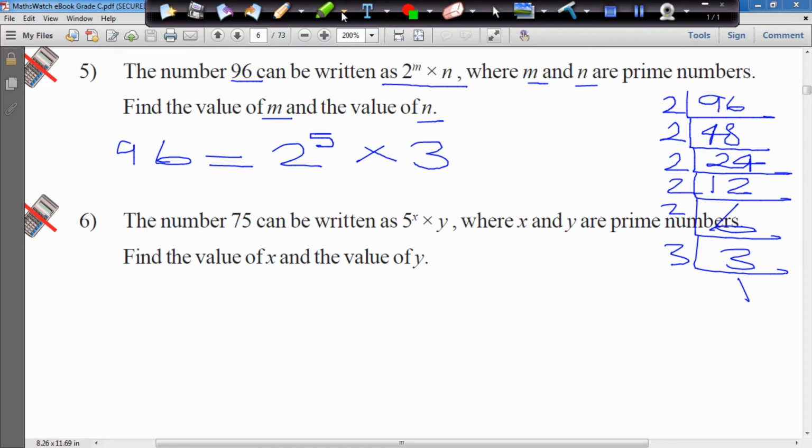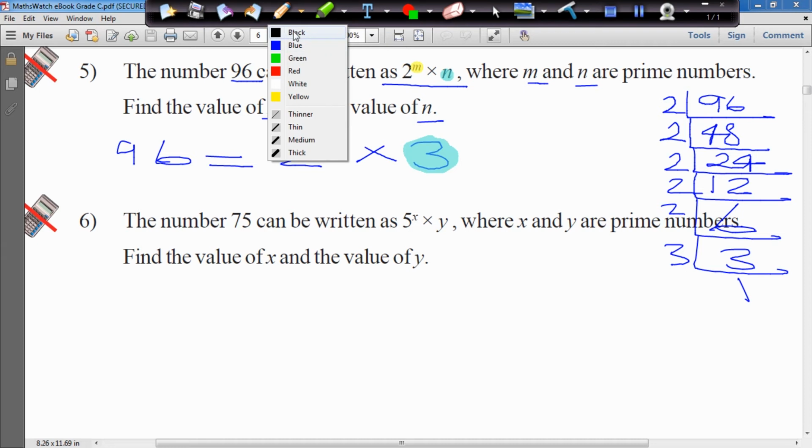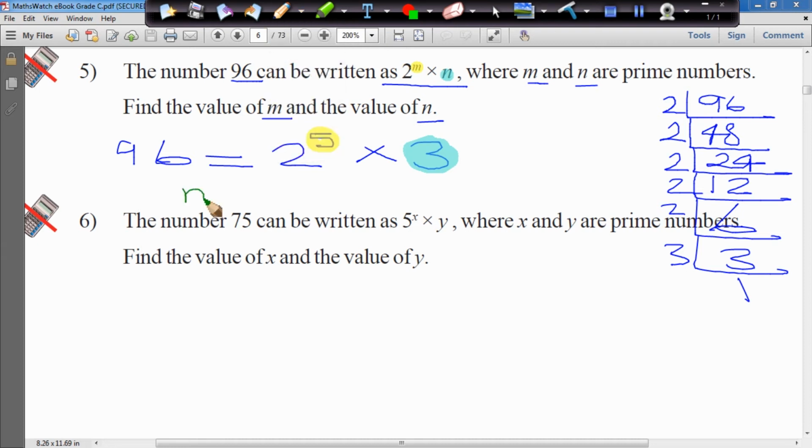So here we go. Highlighter time. So we have 2 to the power of m. And the m is? 5. Here's m. Okay, good. And times by n. What's n? 3. Done. So we can now make a statement as the final part of the answer and say, we know that m is equal to 5 and n is equal to 3. That's done. And the next question is of a similar format.